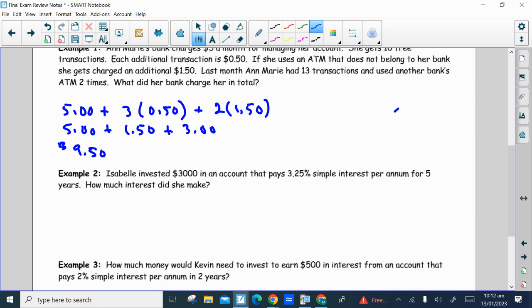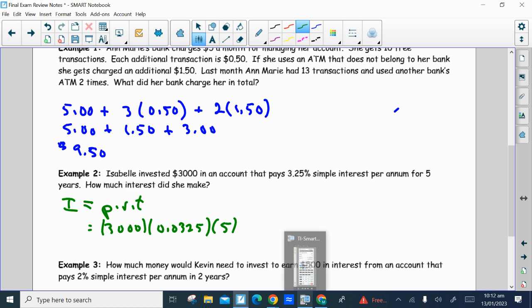Example 2 says Isabel invested $3,000 into an account that pays 3.25% simple interest. As soon as you see the words simple interest, that means you're using the simple interest formula. Interest equals principal times rate times time. It's only one calculation at the end of the term. So the principal is $3,000. The rate, which is 3.25%, must be written as a decimal. Remember, percent means a number out of 100, so you need to divide the 3.25 by 100. And t, the time, is in years, which in this case we are told is 5 years.